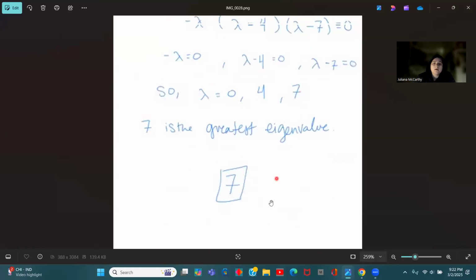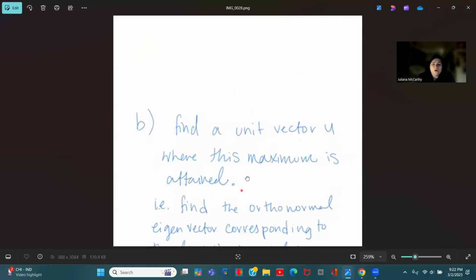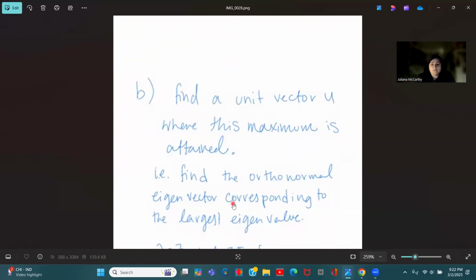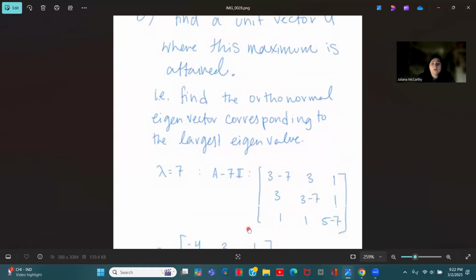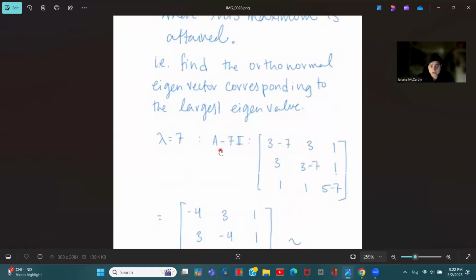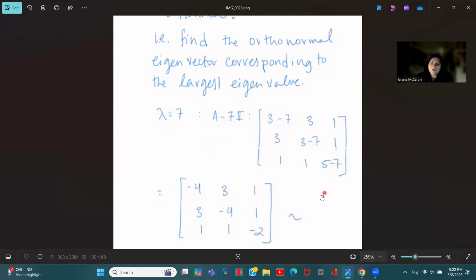And then part B, we're going to find a unit vector u where this maximum is obtained. So basically, we're going to find the orthonormal eigenvector corresponding to the largest eigenvalue. That's what we do. We had that A minus lambda times the identity matrix. We're just going to plug in what we found for lambda. So A minus 7 times the identity matrix. So along the diagonal, subtract 7 from our matrix.